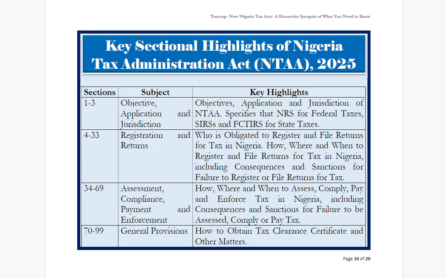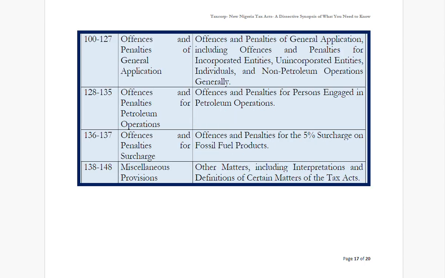The next band is sections 70 to 99. It deals with general provisions, how to obtain a tax clearance certificate, and other matters, amongst others. The next band, which is sections 100 to 127, deals with offenses and penalties of general application, including offenses and penalties for incorporated entities, unincorporated entities, individuals and non-petroleum operations, but not for petroleum operations.